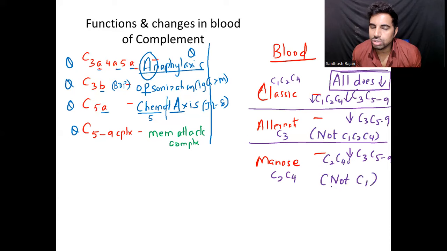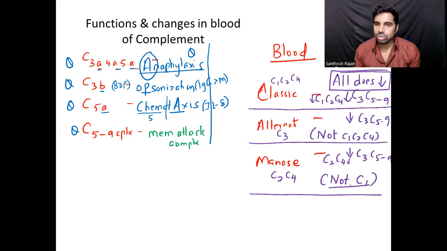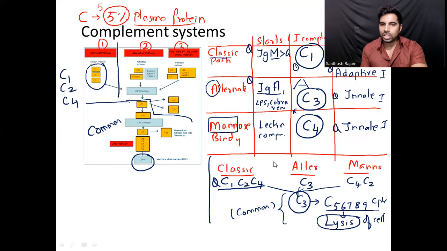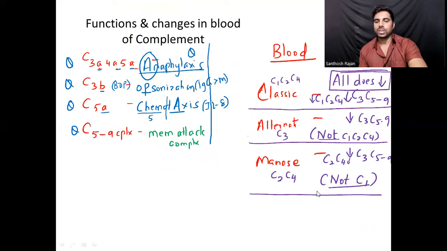So if a question asks, don't get twisted, C1 is decreasing only in the classic pathway, not in this. So in that way you're going to rule out the question. If you remember this pathway, the small very easy one, you will not make any mistake. If they ask you what are the changes happening in each pathway, you will never make a mistake.